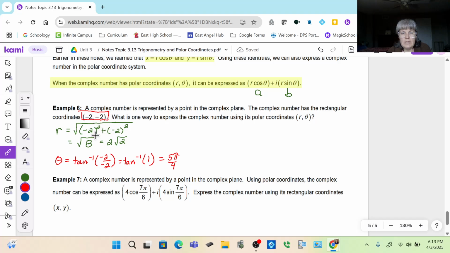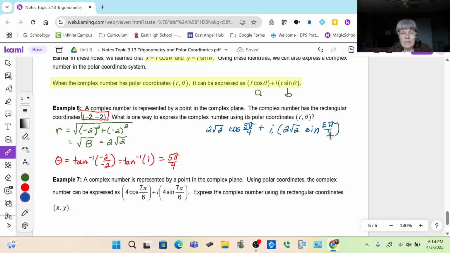So now that I have r and I have theta, I can express this point as a complex number. So my a value, or the x of my complex number, is going to be that 2 square root of 2 times the cosine of 5 pi over 4. And then we're going to have plus i times 2 square root of 2 times the sine of 5 pi over 4.